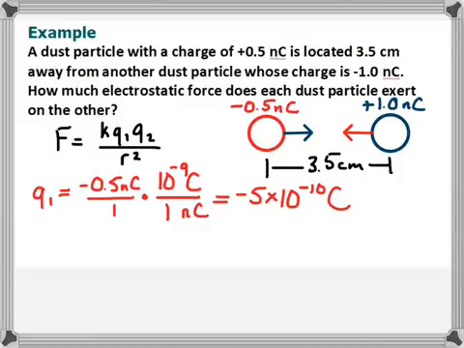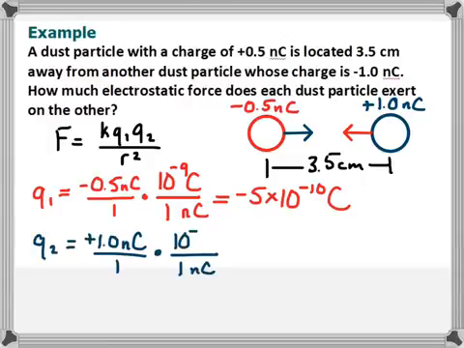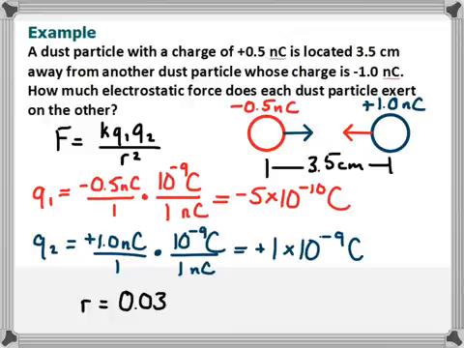Okay, I can do a similar process for Q2 because I have to convert that to coulombs. And what I get for that one is positive 1 times 10 to the negative 9 coulombs. The distance I have to convert to meters, and hopefully you know that conversion a little bit more readily than the charges, so I just went ahead and did that conversion, 0.035 meters.